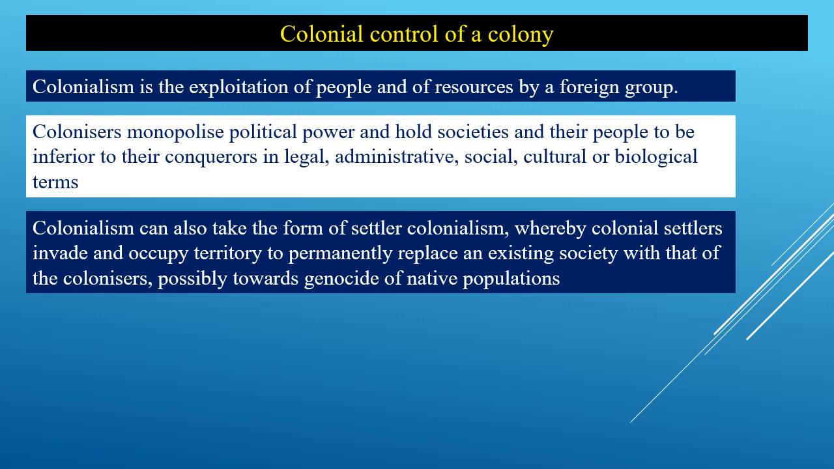This is what colonisation is, the steps a coloniser takes.